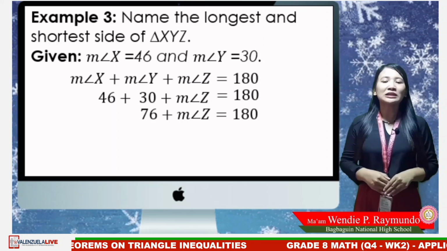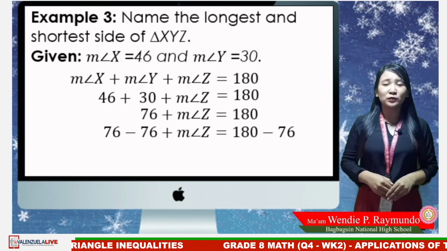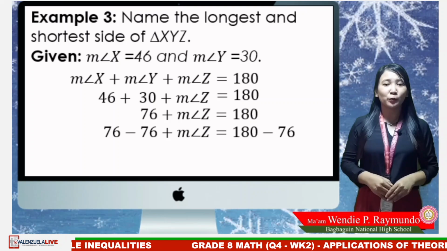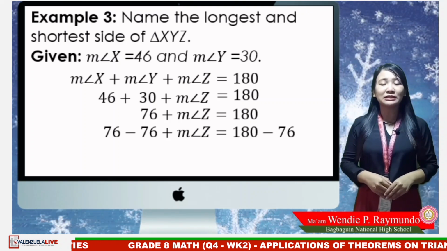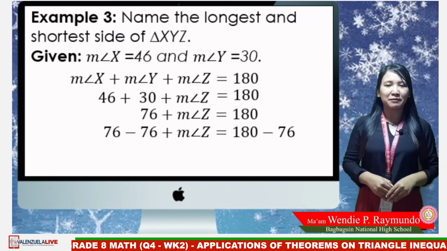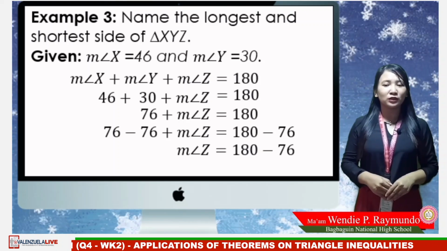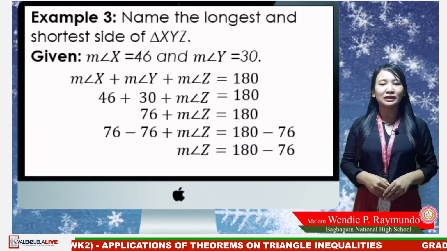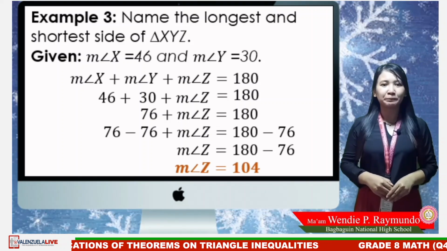Now, we will subtract both sides by 76. That is by using the SPE, or subtraction property of equality. So we have 76 minus 76 plus measure of angle Z is equal to 180 minus 76. So measure of angle Z is equal to 180 minus 76, and the measure of angle Z is 104.